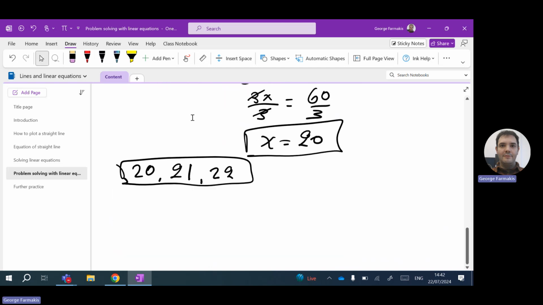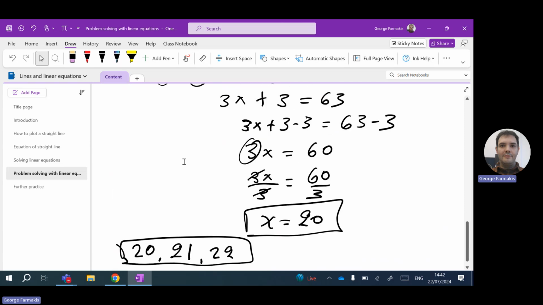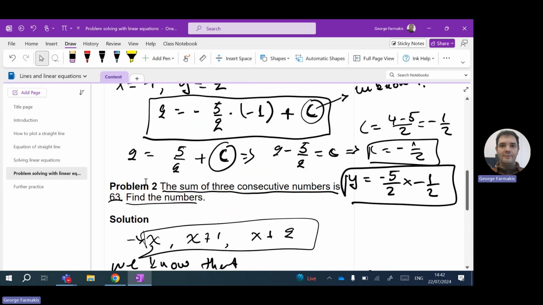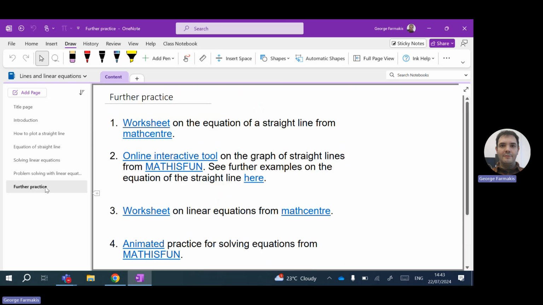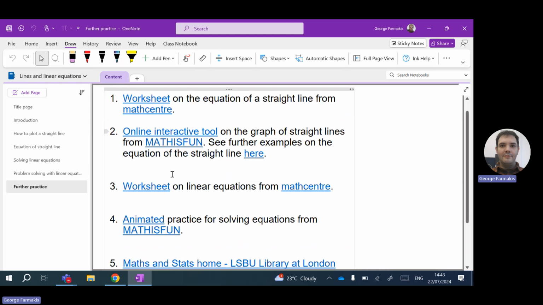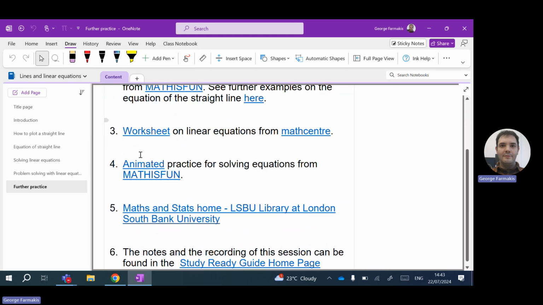So this was the last example, the last problem for this session, how we can use an equation to solve a simple problem. There are more complicated problems that, again, you can write down a linear equation to find your solution. Now, if you would like to practice more, here you can find worksheets from the Math Center, interactive tools from Math is Fun, and more examples.